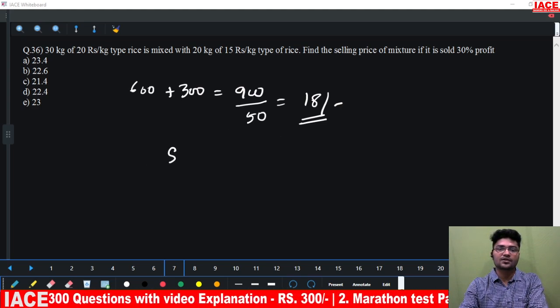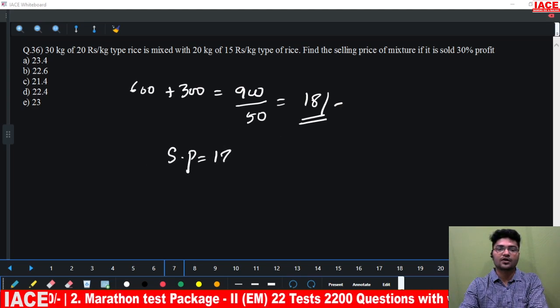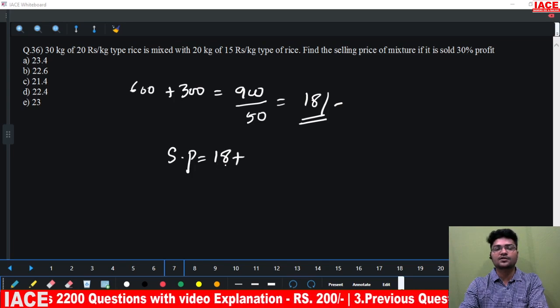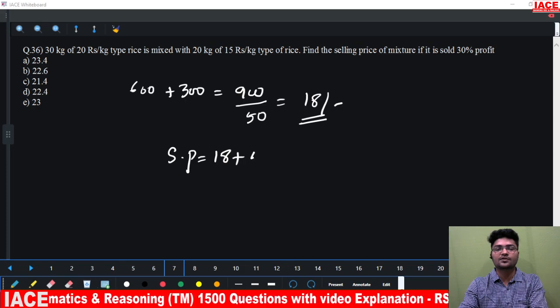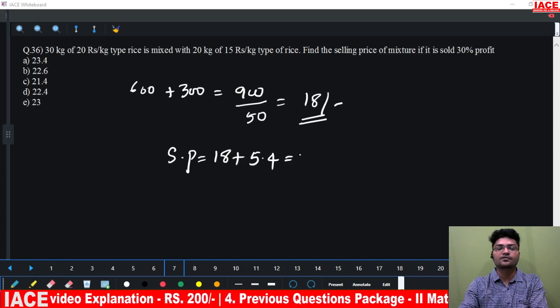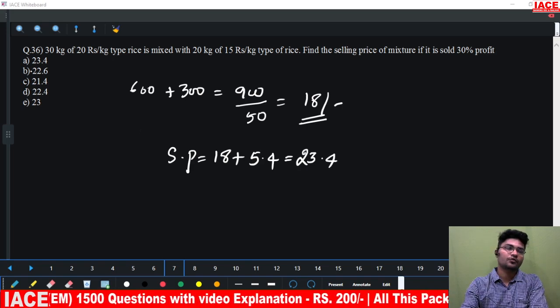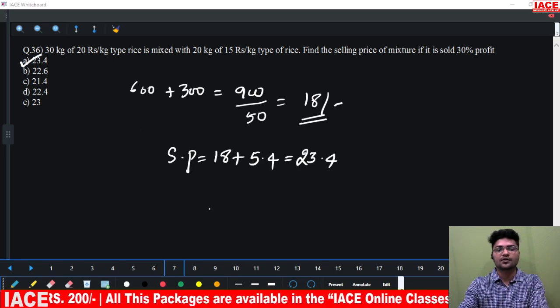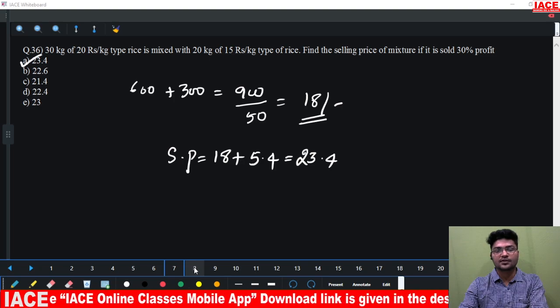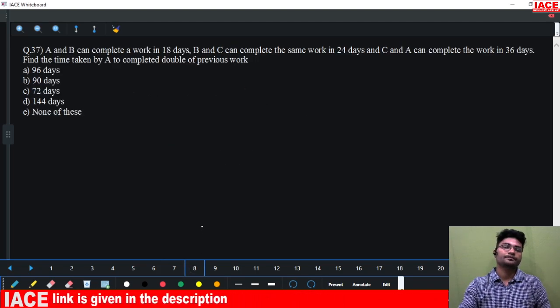Now selling price is asked, 30% profit means cost price is already 18, 30%. 10% is 1.8, 30% means 3 times, 3 times means 5.4, 18 plus 5.4 will be 23.4. 23.4 means option A will be our correct answer. Next question, question number 37.